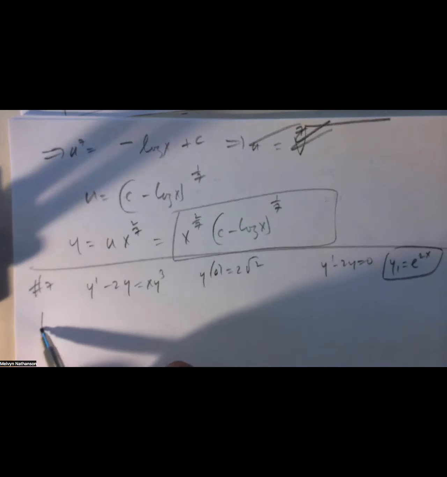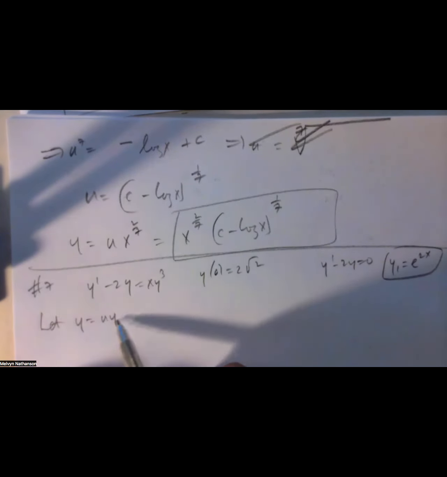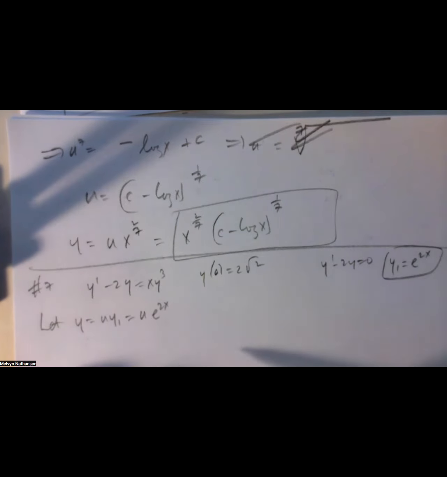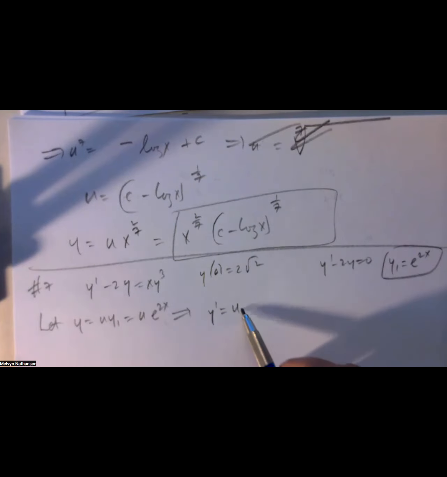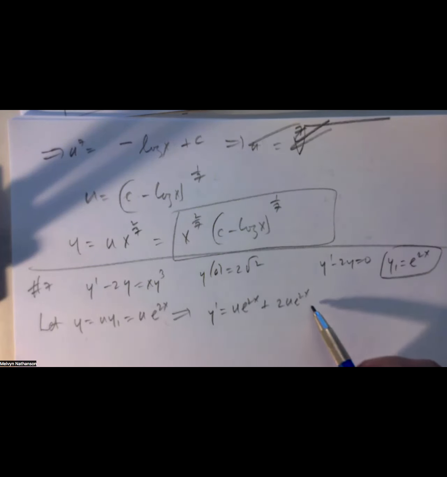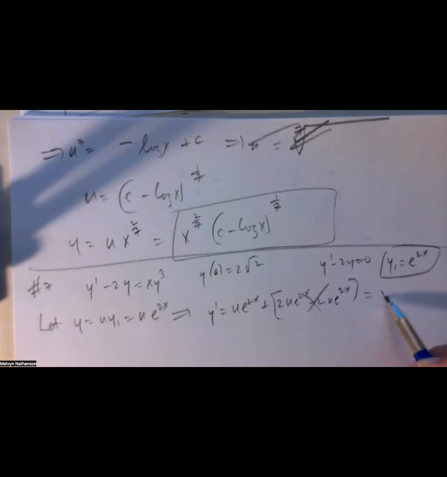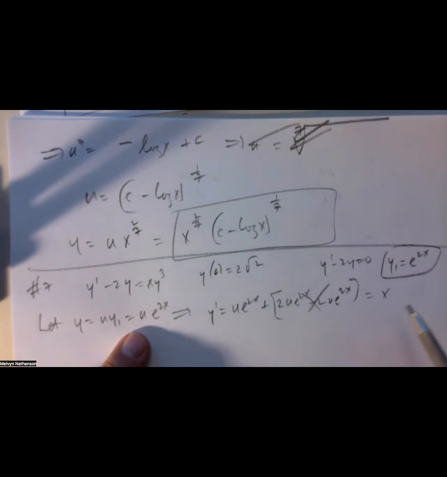So then we let y equal u y1, which is u times e to the 2x. And y prime then is u prime e to the 2x plus 2u e to the 2x, minus 2y, minus 2u e to the 2x. So of course this cancels, that's just 0, equals xy cubed, which is x. y cubed is u cubed e to the 6x.